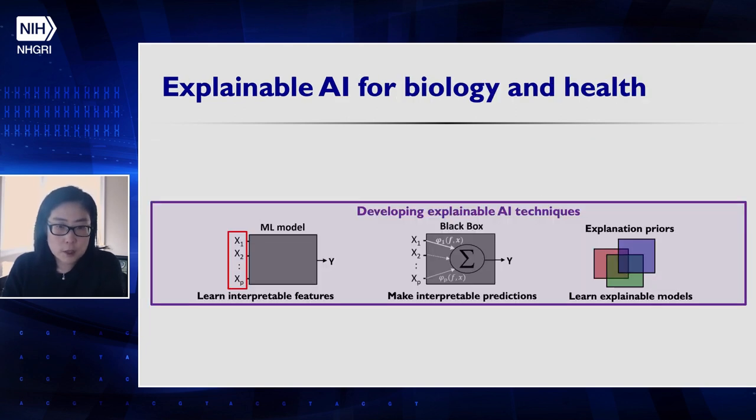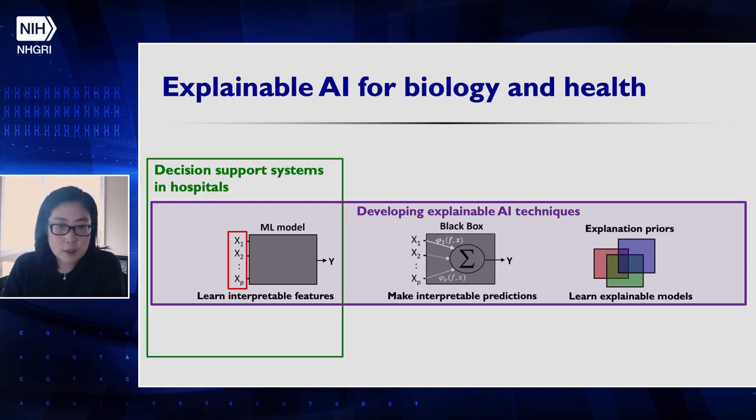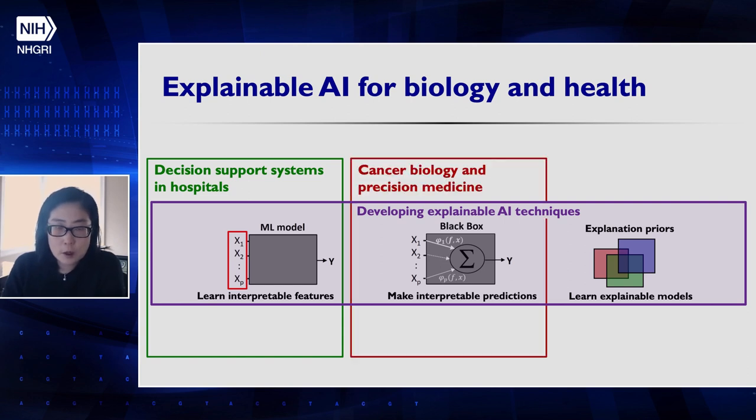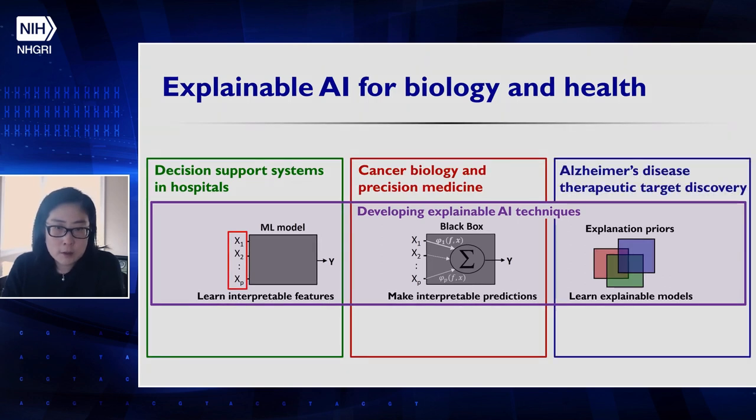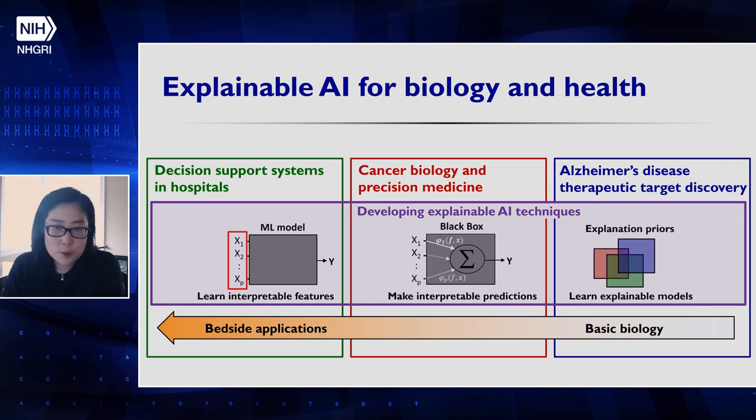To address these questions, we develop various kinds of explainable AI techniques for decision support systems for hospitals, to better understand cancer and precision medicine, and Alzheimer's disease, for which there aren't any drugs at all. So we need to understand the molecular basis for the disease first, so that we can discover therapeutic targets. In this short talk, I'm going to focus on cancer precision medicine and general AI techniques that are important to these problems.